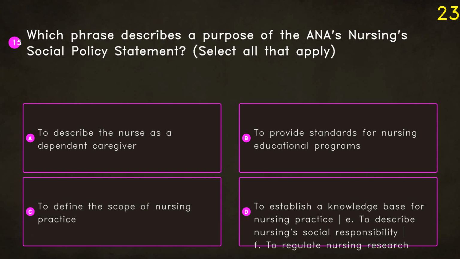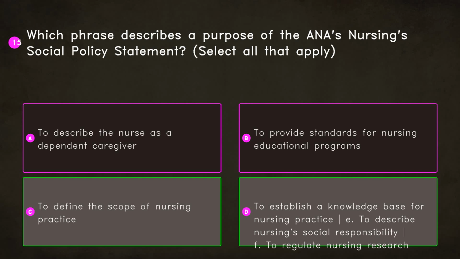Question 15. Which phrase describes a purpose of the ANA's nursing social policy statement? Select all that apply. A. To describe the nurse as a dependent caregiver. B. To provide standards for nursing educational programs. C. To define the scope of nursing practice. D. To establish a knowledge base for nursing practice. E. To describe nursing's social responsibility. F. To regulate nursing research.